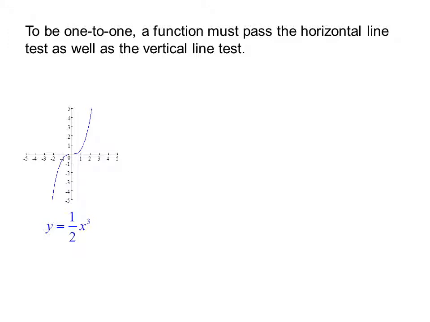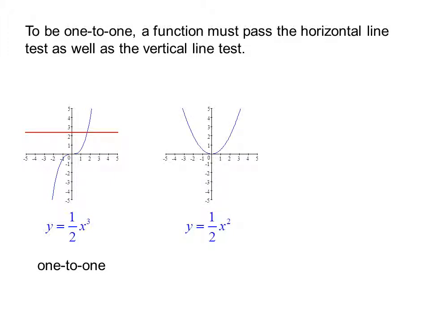For example, y equals 1/2 x cubed passes the horizontal line test because there is no place you can draw a horizontal line and hit the function more than once. So it is 1 to 1. The function y equals 1/2 x squared, which we recognize as a parabola, is not 1 to 1 because we can draw a horizontal line and hit the function twice.